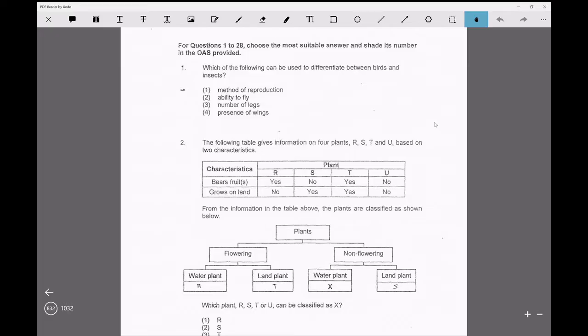This is the continuation from your Raffles Girls paper. Okay, this is another paper lah. It's stapled right behind your Raffles Girls paper. Anyway, let's look at the question.